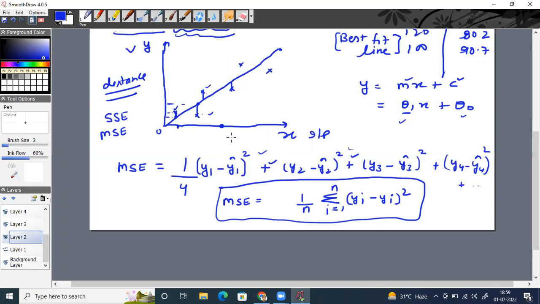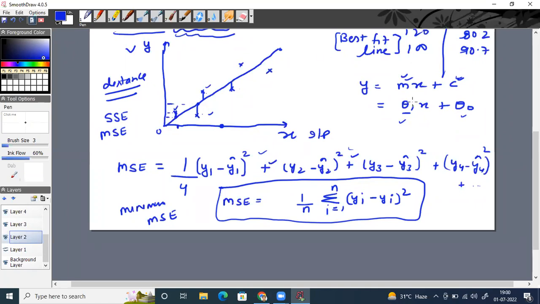So what is my objective? My objective is actually to find that line which gives me the minimum MSE, the minimum mean squared error. And how will I find it? How will I decide? My formula is y is equal to theta 1 x plus theta naught, or mx plus c. When I change the values of c and m, I will get a totally different line.